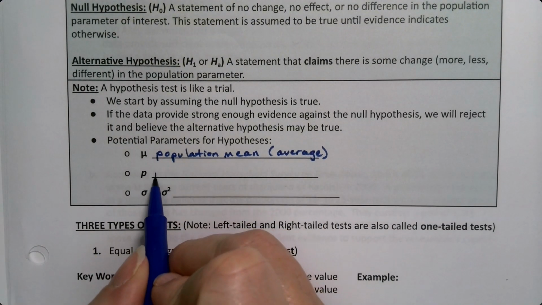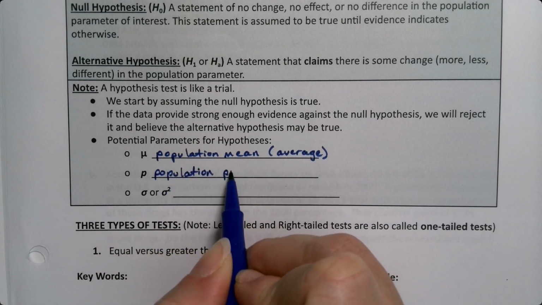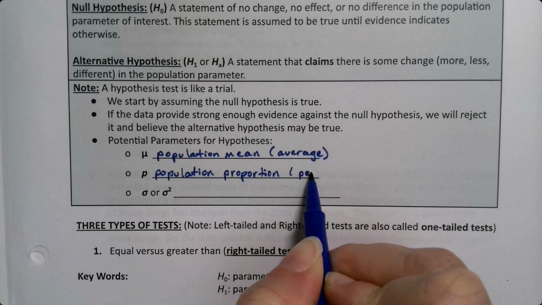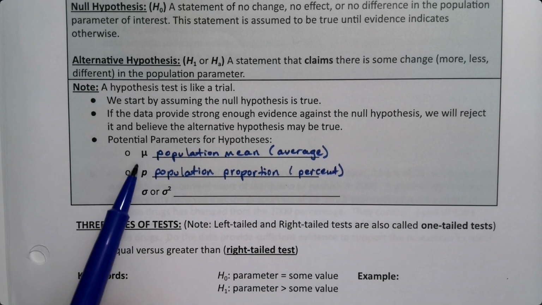And then there's the population proportion. We've been seeing that since chapter 8 or so, right? Proportion or percent. Those two are the two we're really going to work with.